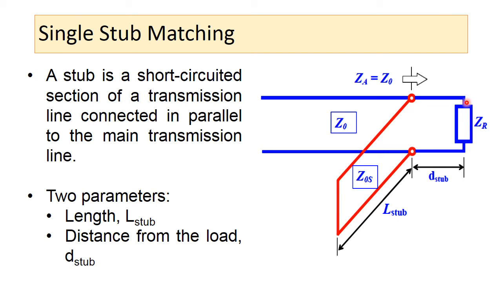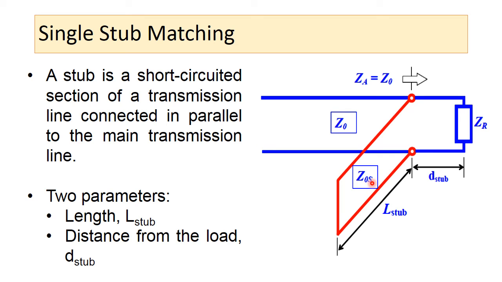So from the load side, the stub is connected at such a place, that is d stub. So this is one parameter, and for the second parameter, the length of the stub is adjusted in such a way that from this point onwards there won't be any reflection in the line. So these two parameters are important, that is the length of the stub and d stub. This piece of line which is used to make the stub has characteristic impedance Z0S.